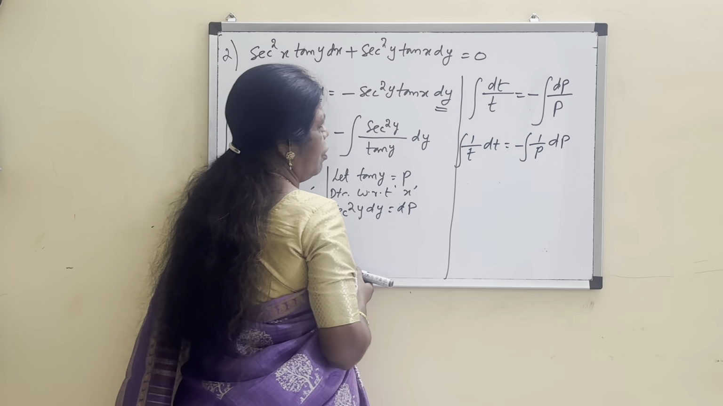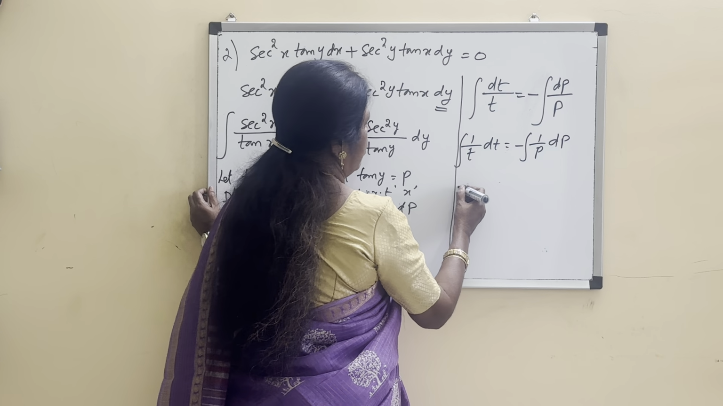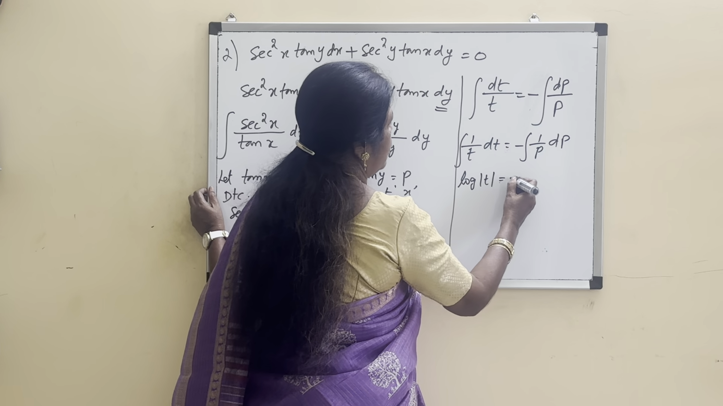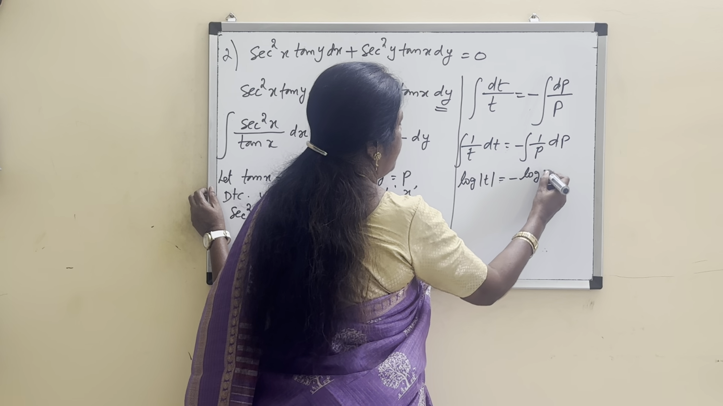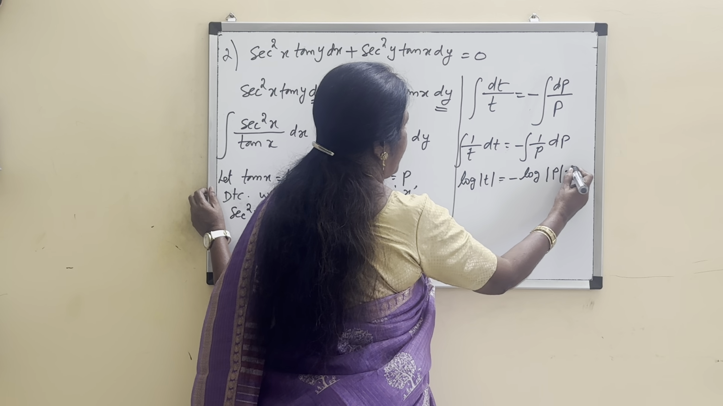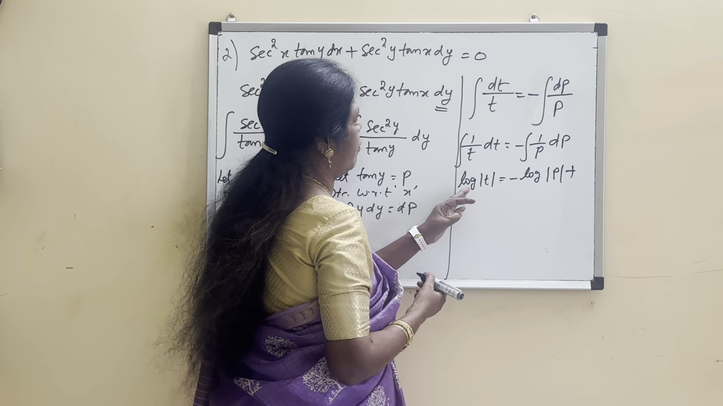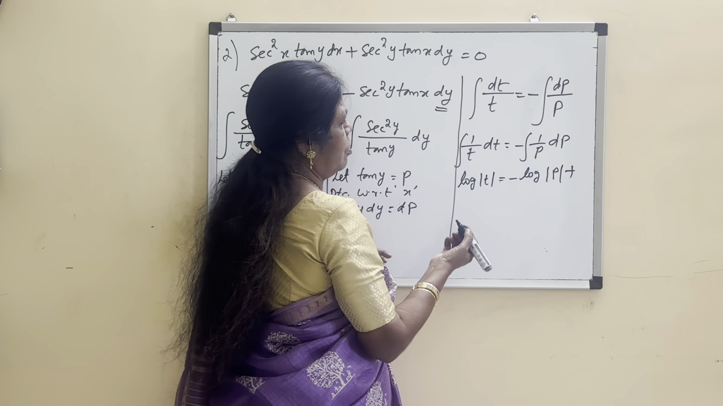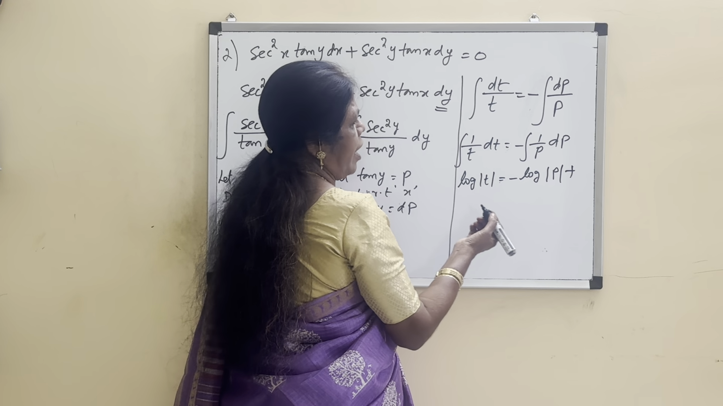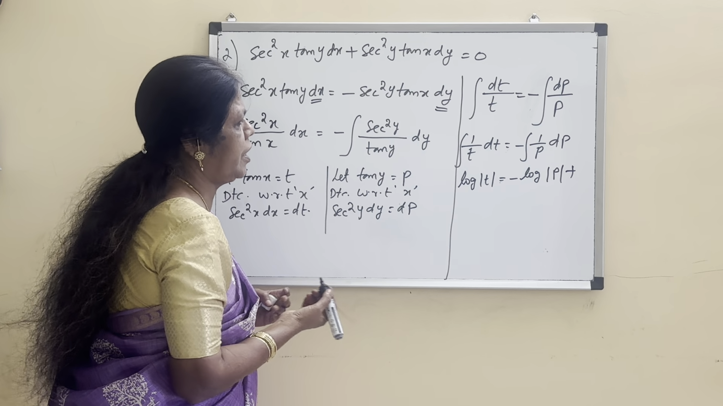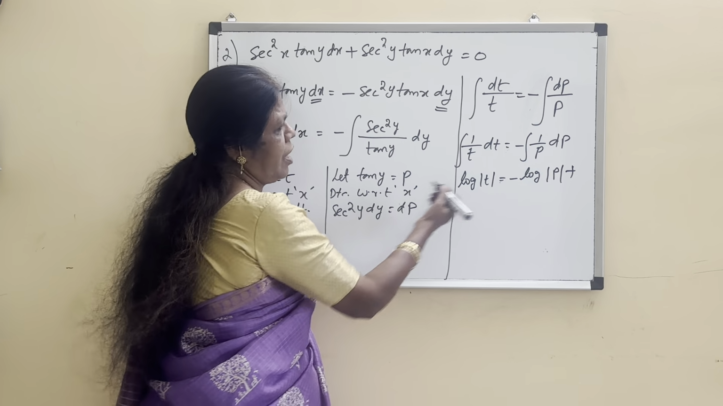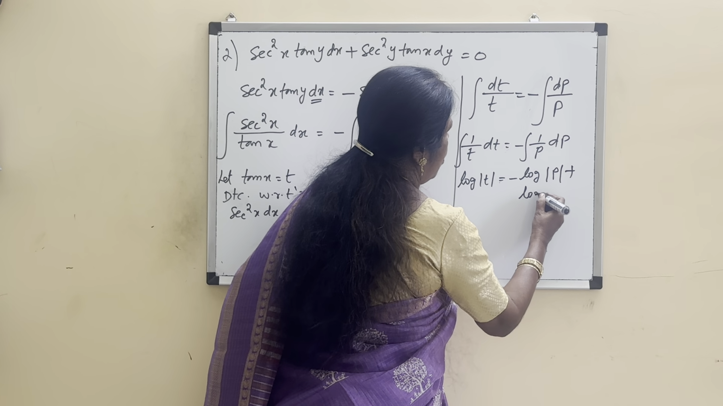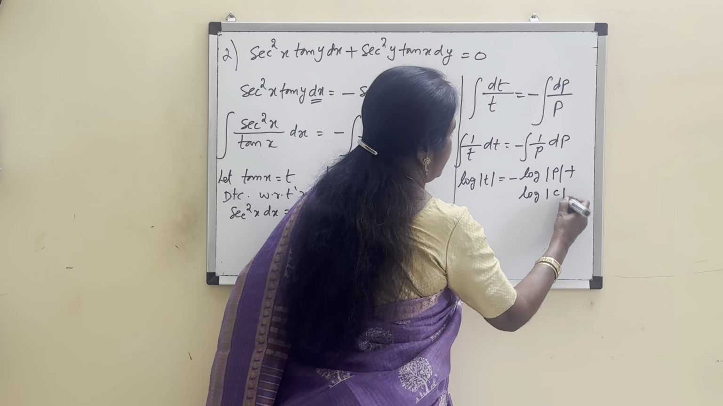The integration of 1 by x dx is log x. So log of modulus of t equals minus log of modulus of p plus a constant. If all are in terms of log, we can take the constant also in terms of log. The constant can be taken in any form. Here we have everything in terms of log, so that also I am taking as log of modulus of c.